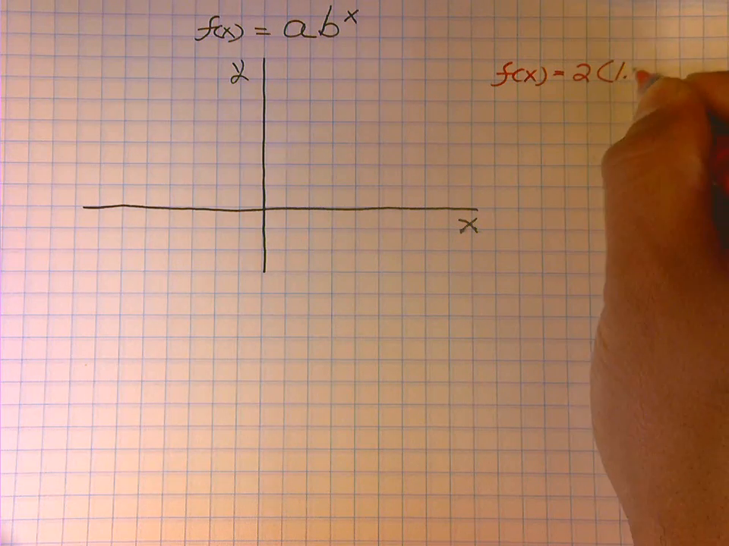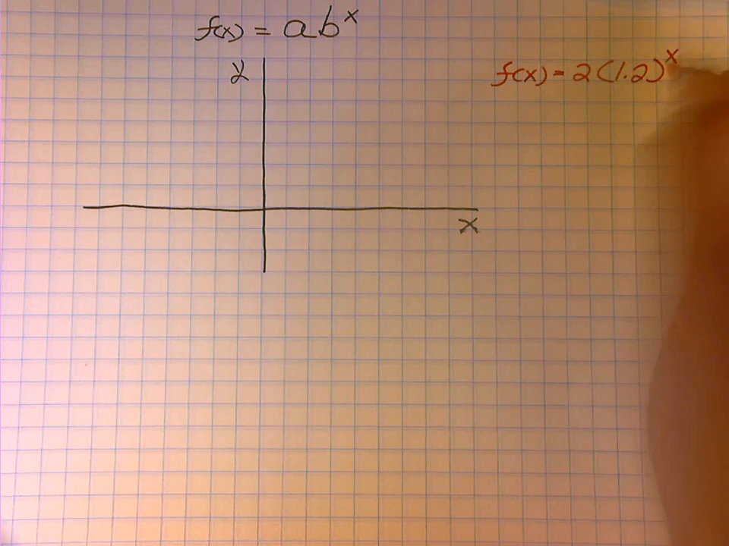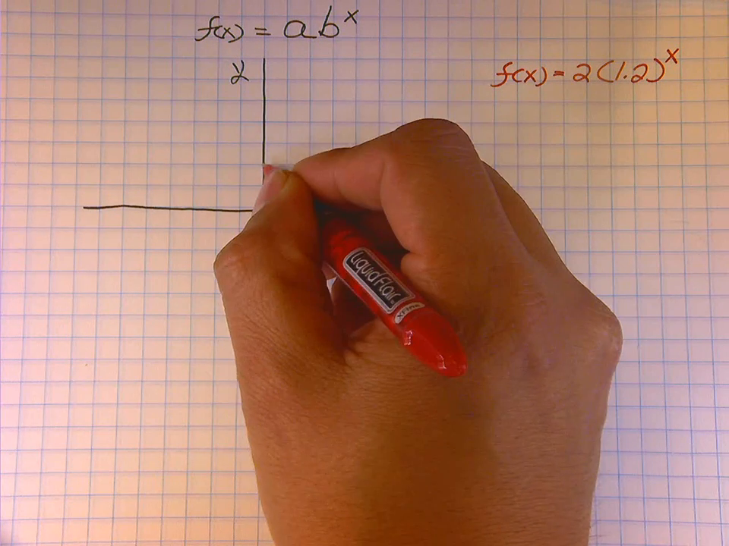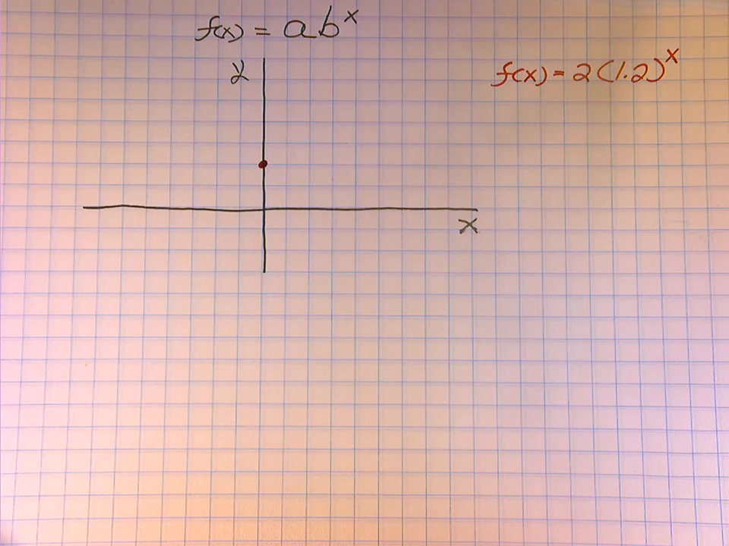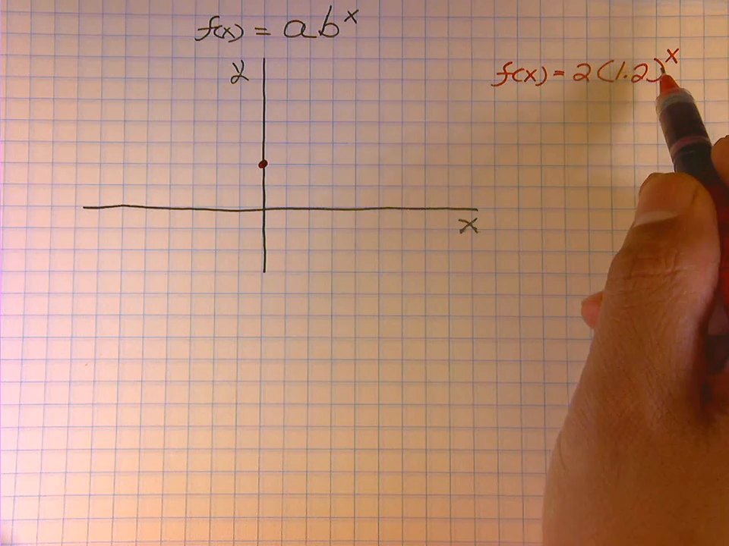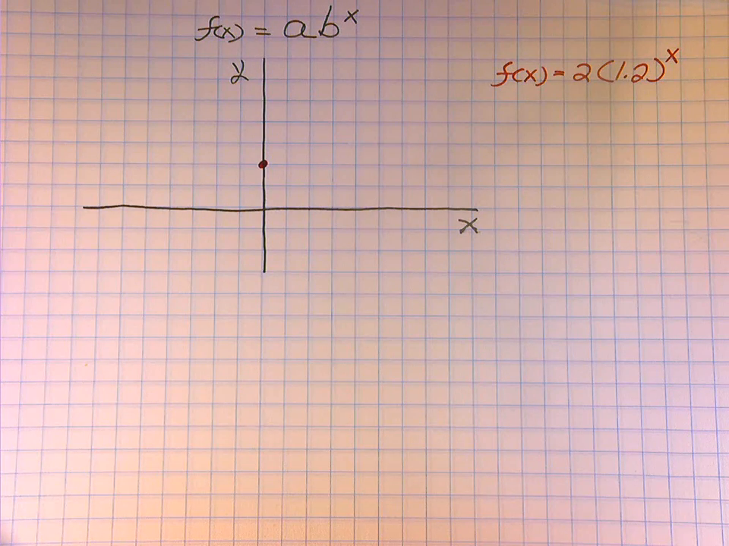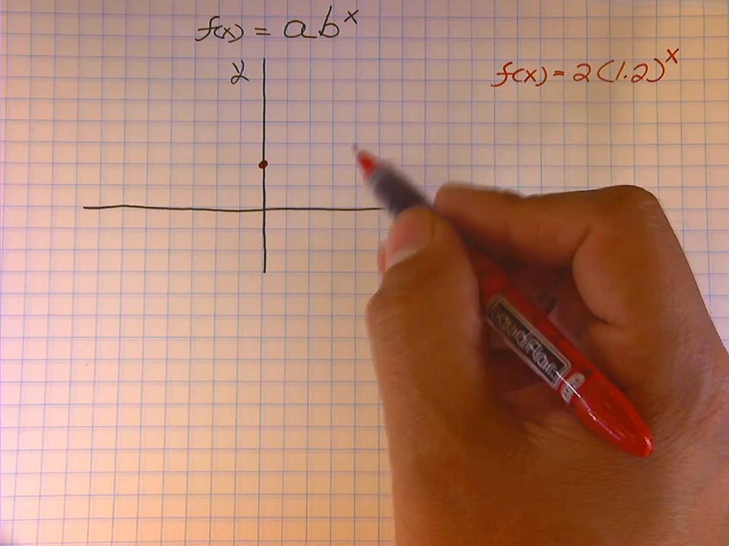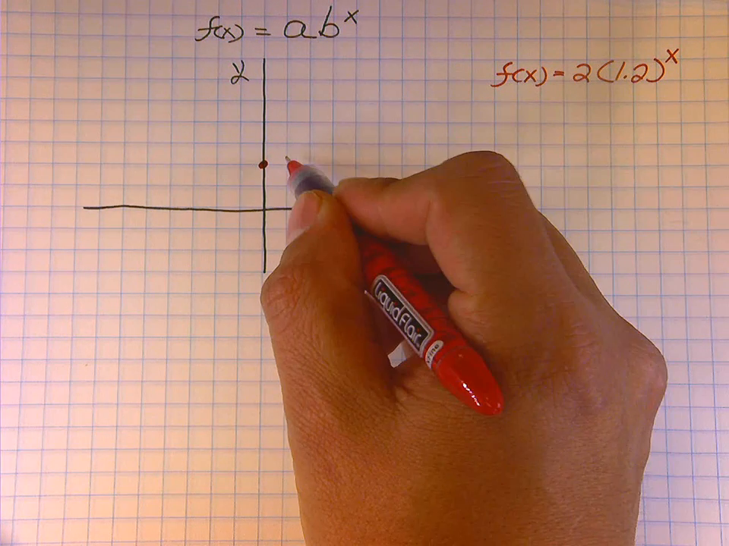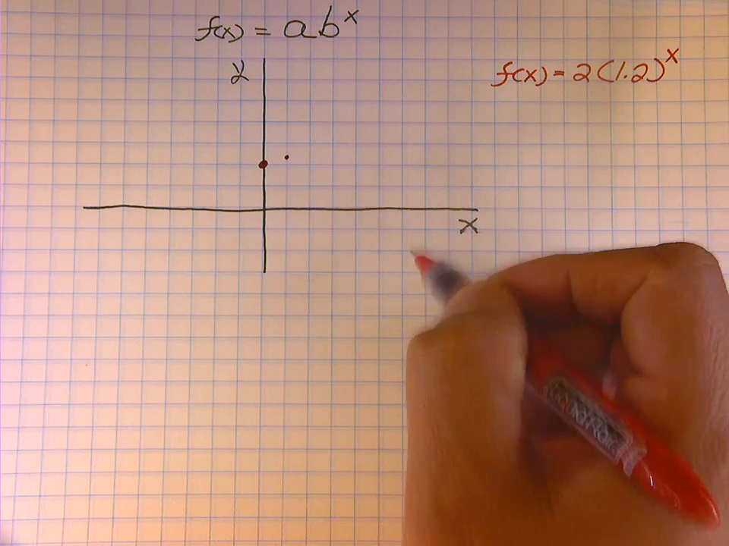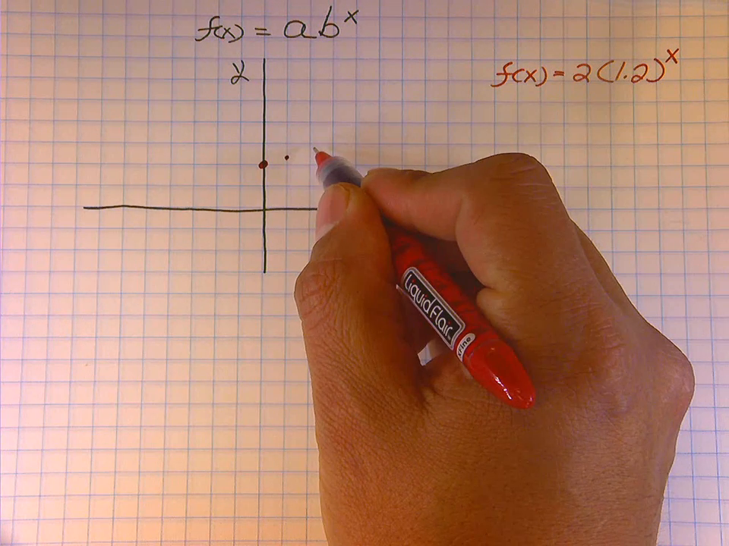2 times 1.2 to the x. This function has an initial value of (0, 2). Now, every time I increase my x value by 1, I'm going to end up multiplying my y value by 1.2. So when x is 1, y is going to be 2.4. When x is 2, y is going to be 2.88.